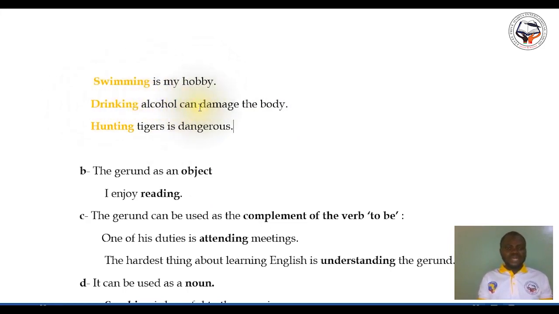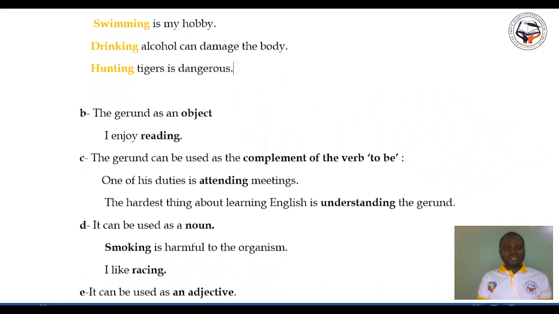Drinking alcohol can damage the body. That is, if you drink alcohol too much, it can create health diseases in your body. Hunting tigers is dangerous. So this is the first use of the gerund. The gerund can be used as a subject.